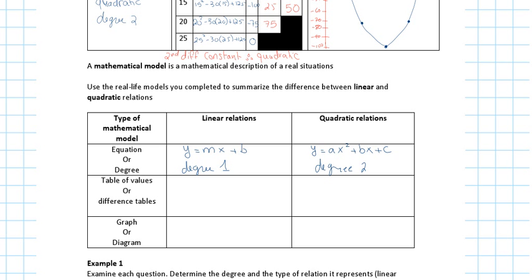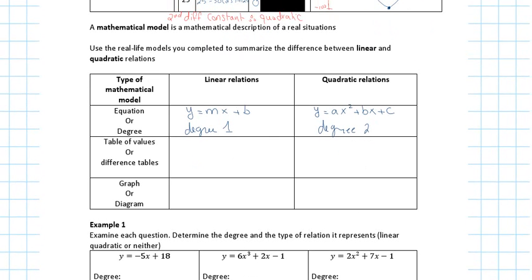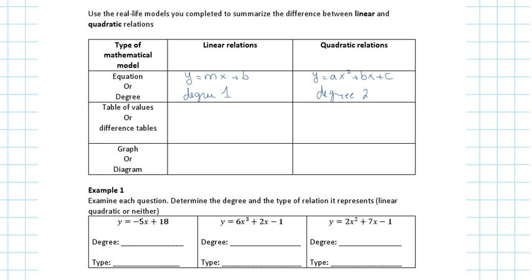In the table of values, how can I tell that it's linear? First difference is... how about quadratic? For the quadratic? Always. Thank you.